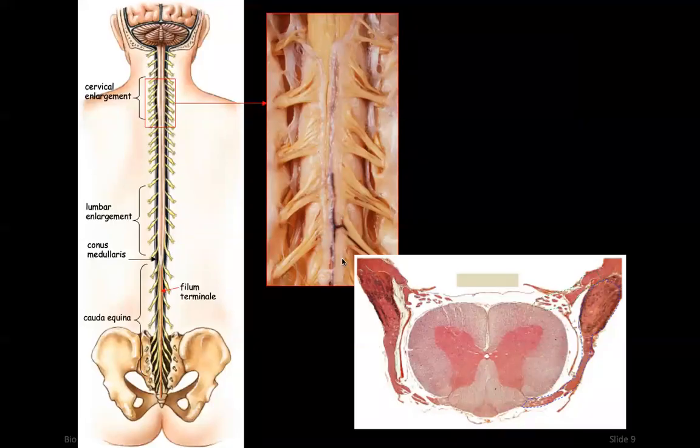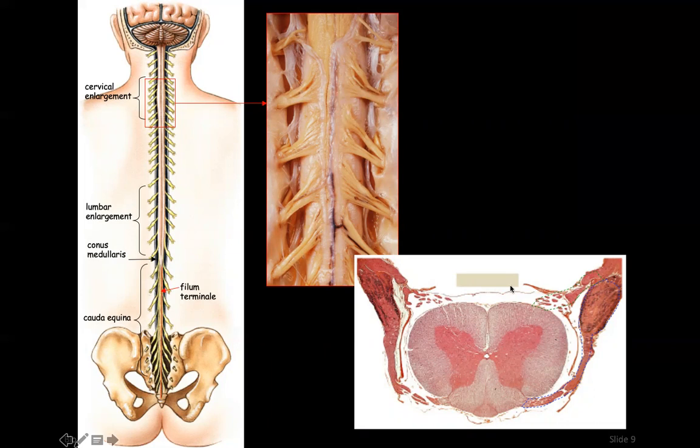So here's a cadaver view of that cervical enlargement. This is what the spinal cord looks like. The bones have been removed that would be protecting it, showing just the spinal cord and some of the roots of the spinal nerves emerging from the spinal cord.